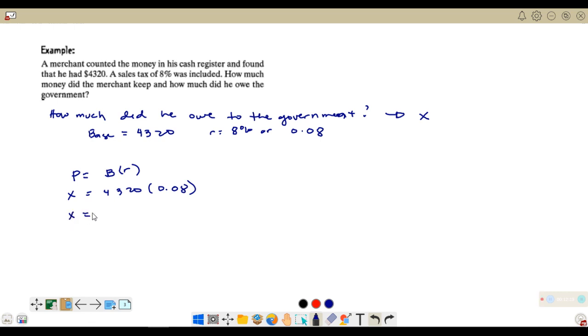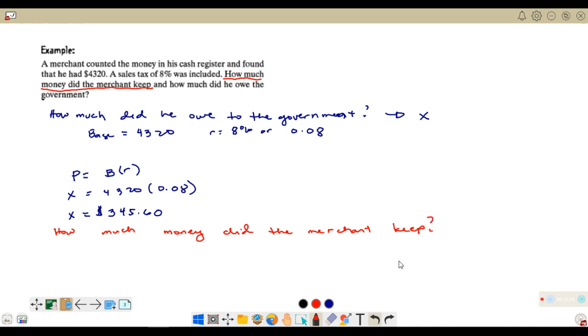Kuha tayo ng calcu. So that is 4,320 times 0.08. So magbabayad siya sa government ng 345.6. Of course, lagyan natin yung currency, dollars. Or in reality, it is $345.60. Now, we are looking for the next problem. Ito naman. So, yung how much money did the merchant keep? So, lagyan natin siya dito. How much money did the merchant keep?